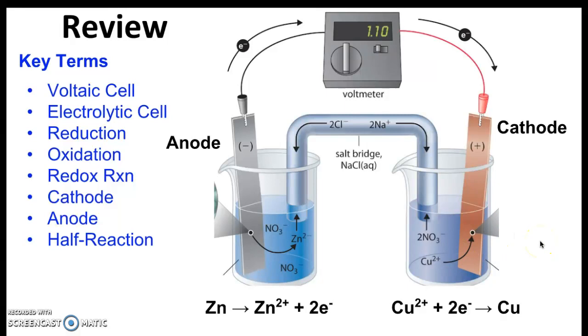For this lesson, what we're going to be looking at is, how do you know, before you even set up this electrochemical cell, that the zinc would get oxidized and the copper would get reduced? How do you know that?